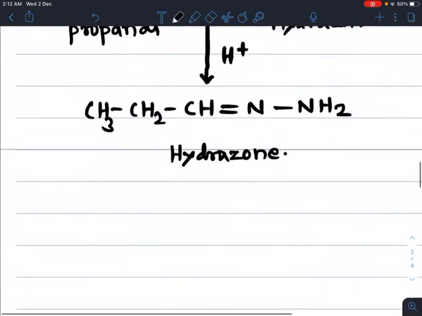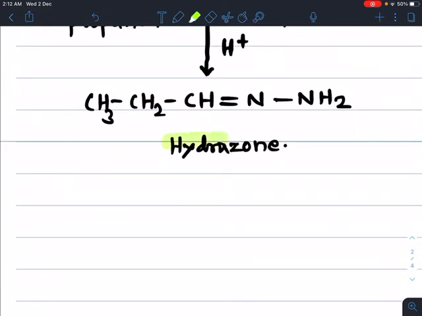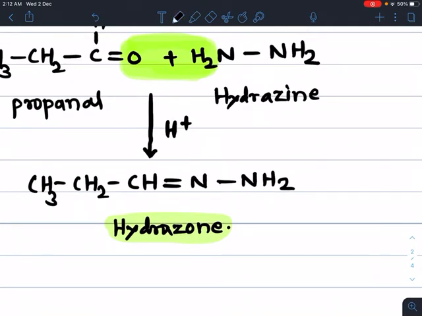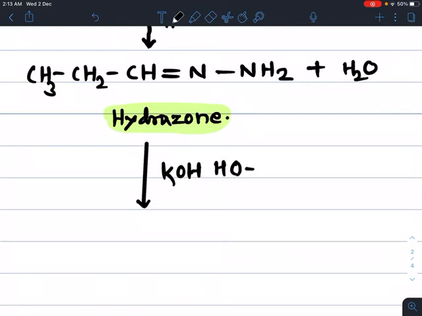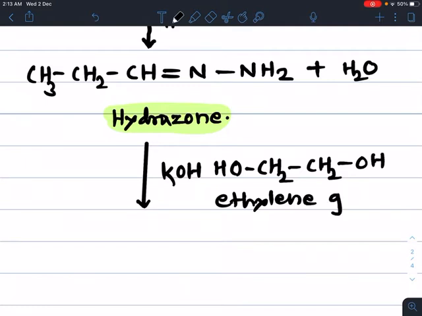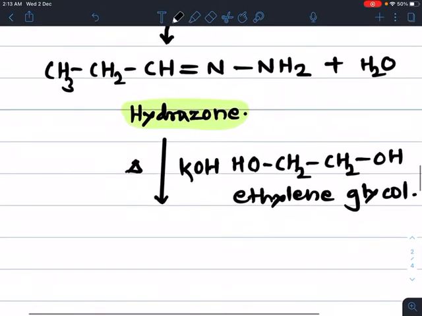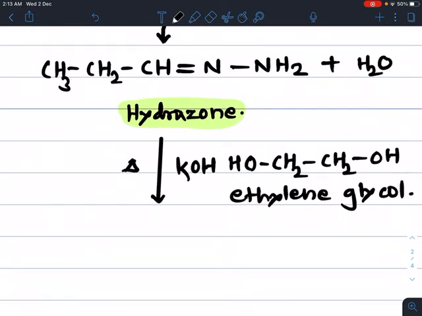KOH and ethylene glycol. So this hydrazone with removal of water molecule, plus H2O. So this hydrazone further undergoes reaction with KOH and ethylene glycol. So formula of ethylene glycol is OH CH2 CH2 OH, or simply you can write ethylene glycol. In presence of KOH and ethylene glycol, and the mixture is heated, we get its corresponding alkane.